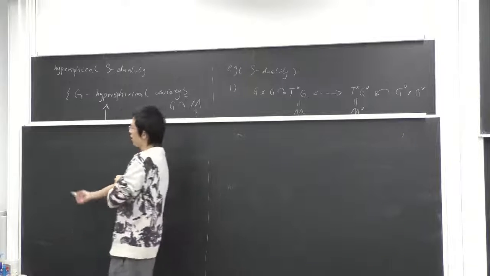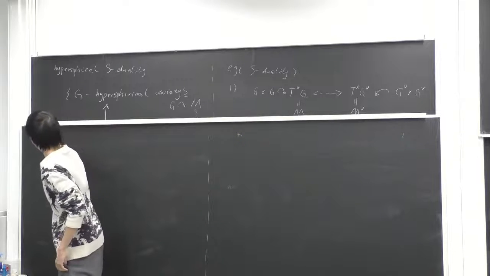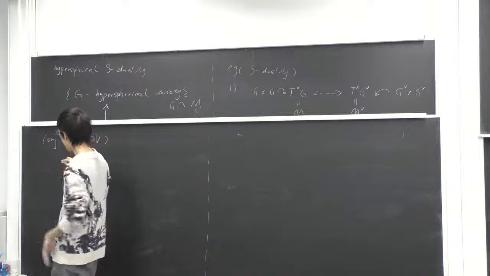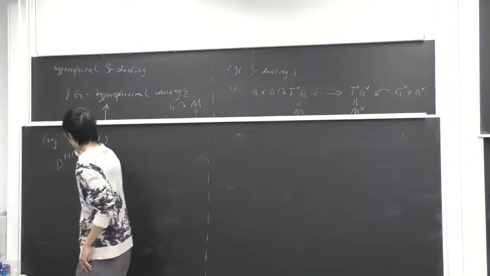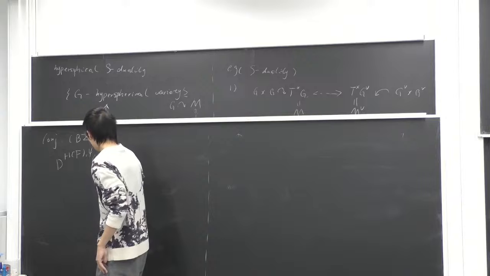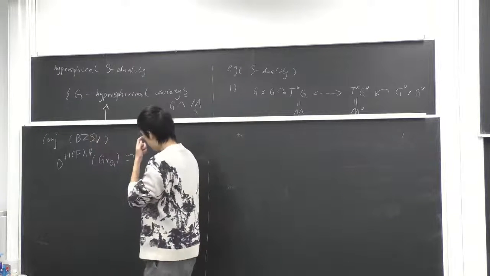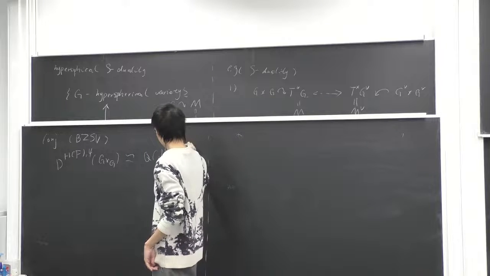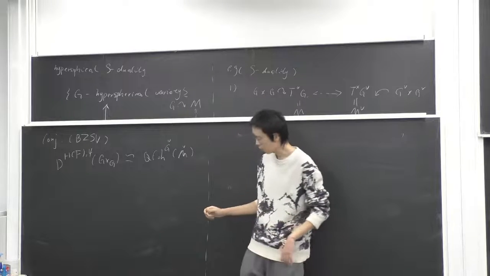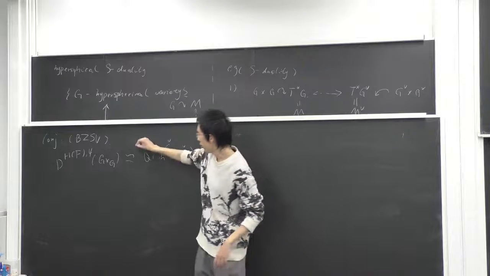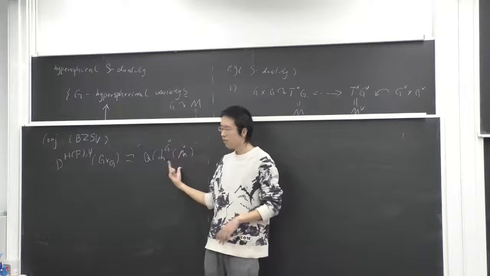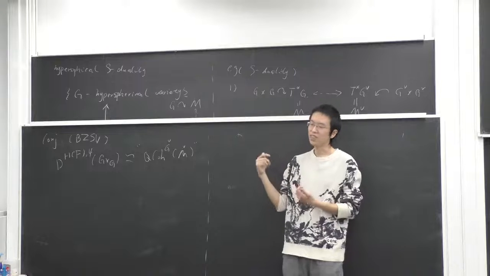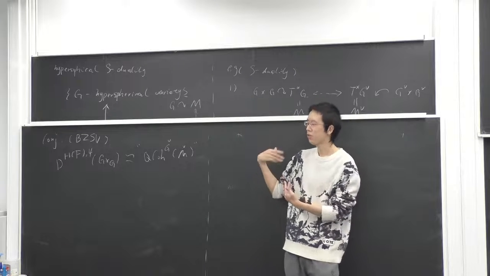The BZSV conjecture considers the following thing. It claims that the category of H_F equivariant modules on the Grassmannian is equivalent to a certain G check equivariant quasi-coherent sheaf category on M check. But here we need to put some marks, because instead of considering the G check equivariant quasi-coherent sheaves on M check, you need to consider its shifted category. I mean, there are some homological shifting.